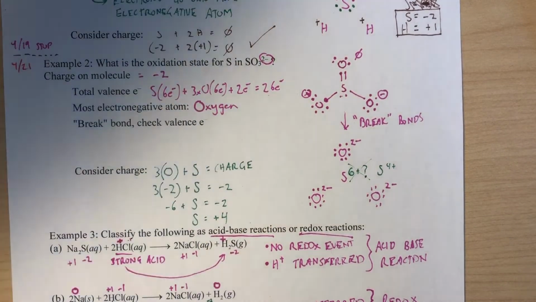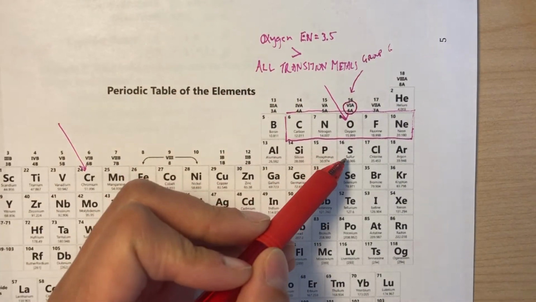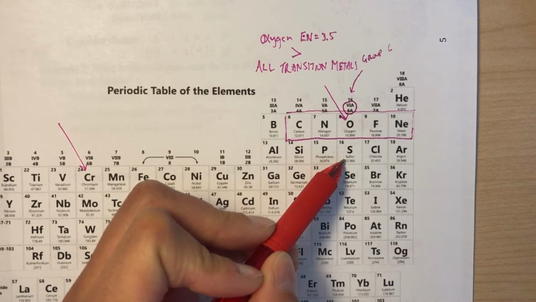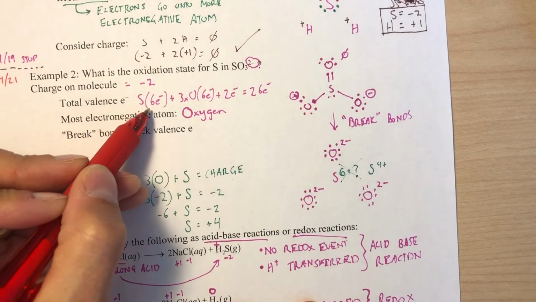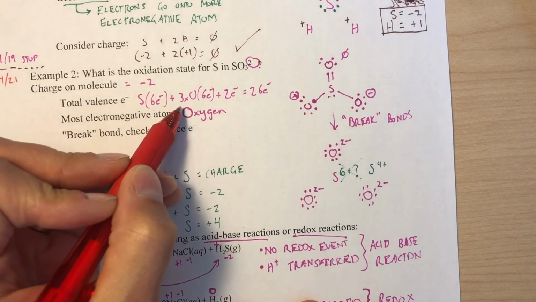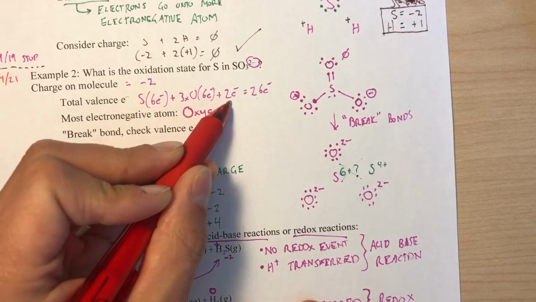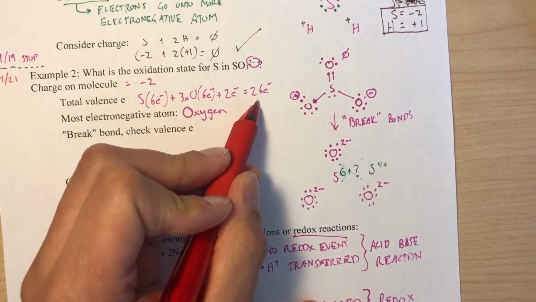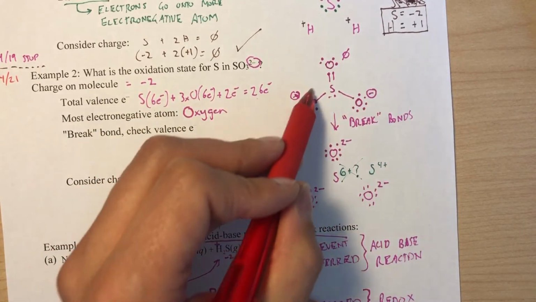Sulfur is a group 6 element, right below oxygen. So sulfur also has 6 electrons when it is neutral. We have 1 sulfur atom that has 6 electrons, 3 oxygen atoms that each have 6 electrons, and 2 additional electrons coming from that -2 charge. That brings us up to a total of 26 electrons. Those 26 electrons are present in our Lewis structure.